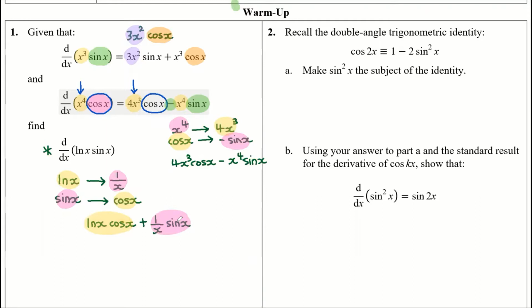Okay, moving on to question 2. We have been given a double angle identity, which we derived in chapter 6 or 7, I can't remember now. And we have to make sine squared the subject. Okay, well, that should be easy enough, I think. The first thing I'm going to do is add 2 sine squared x to both sides. You can do this in one step if you want to, but I'm just going to showcase some basic algebra skills here.